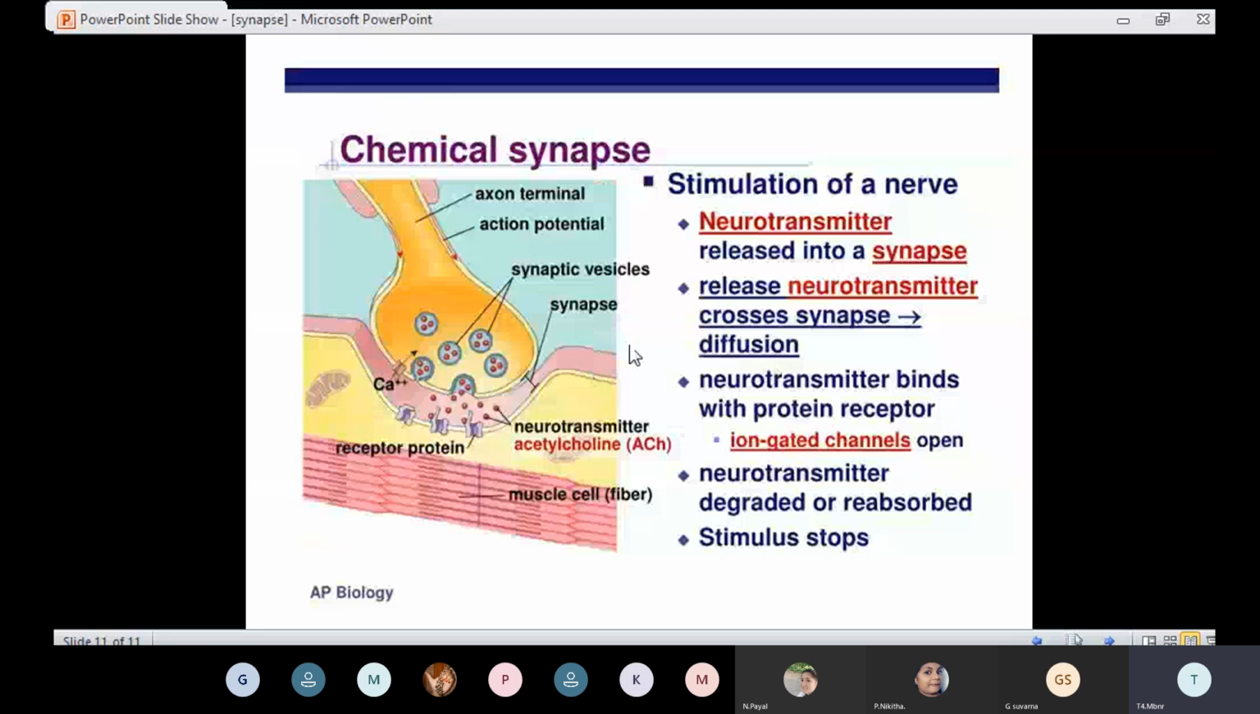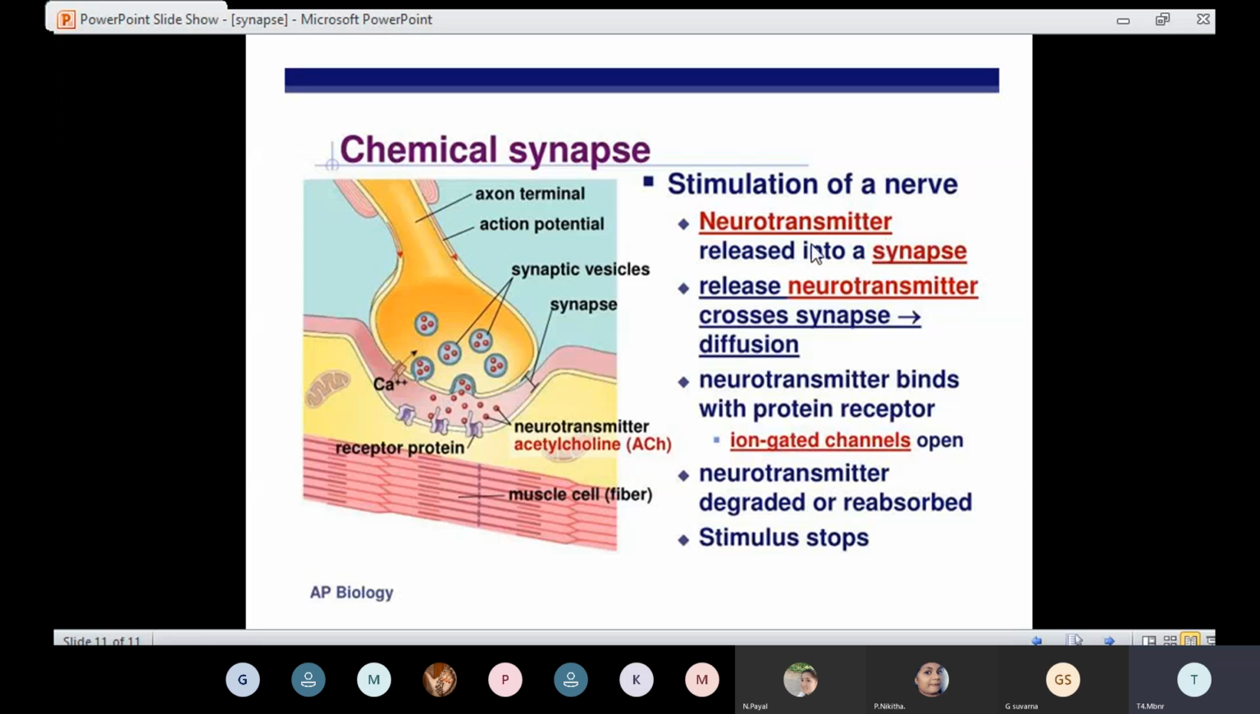This is the chemical synapse. See, chemical synapse: axon terminal, action potential, synaptic vesicles, and this is the synapse. These are neurotransmitters, for example acetylcholine. This is the muscle cell. They connect with the muscle cell receptors.